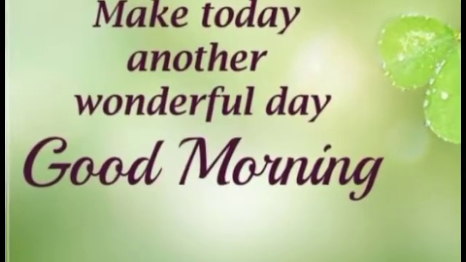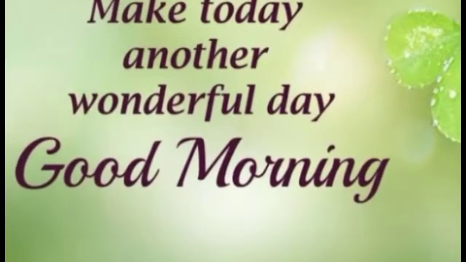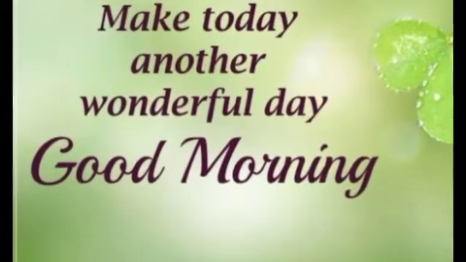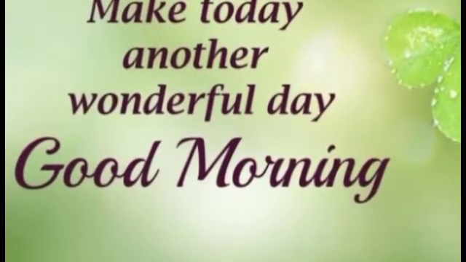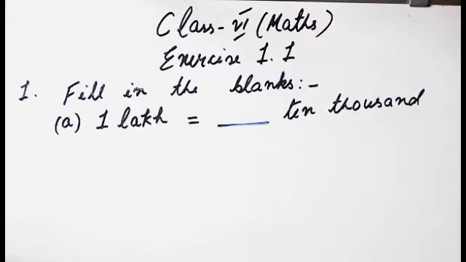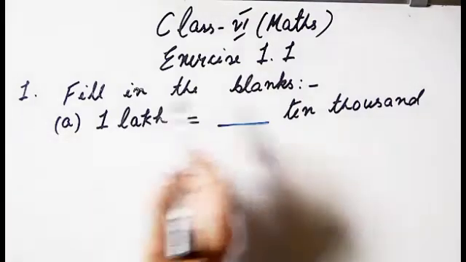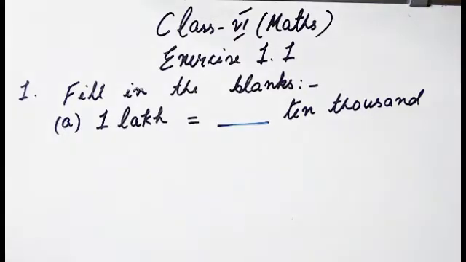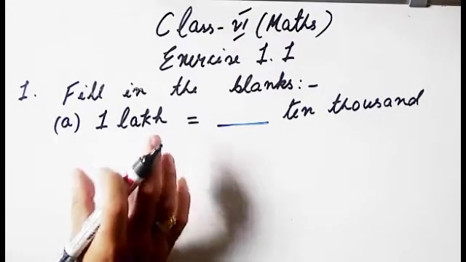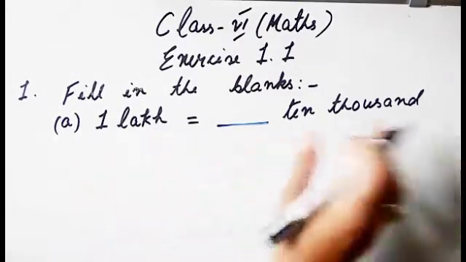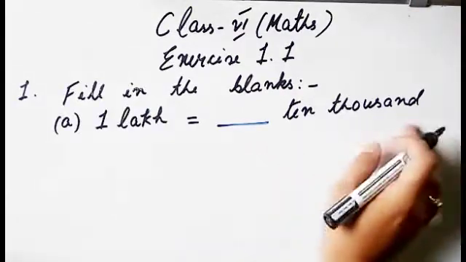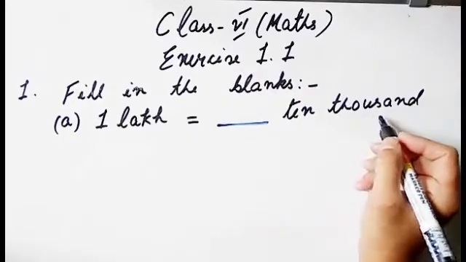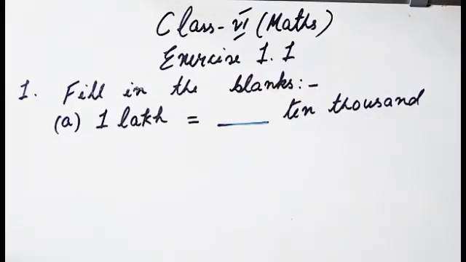So in this video, let us try to solve the questions from our exercise 1.1 of our first chapter, Knowing Our Numbers. Okay students, so let us see the first question of our exercise 1.1. Question number 1 says fill in the blanks, and on the left hand side they have given us 1 lakh equals to, and on the right hand side they have given us 10,000. So the question is asking how many 10,000 will be equal to 1 lakh.